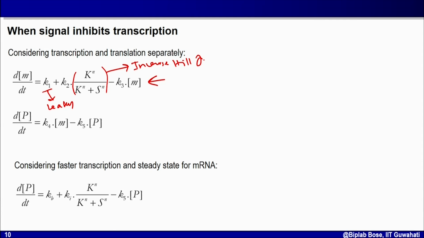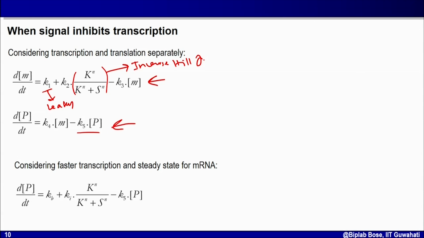And the second ODE shown here, dP/dt, is K4 into M, that is the rate of translation of the protein, which depends upon the concentration of mRNA present, minus degradation of the protein, K5 into P. Just like the previous one, here also I can consider that transcription is much faster than translation, and the mRNA reaches a steady state much before the protein reaches a steady state.